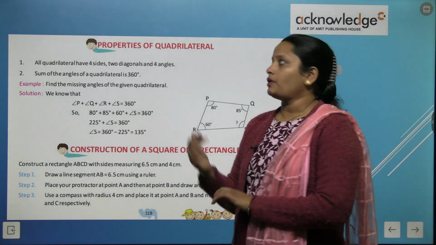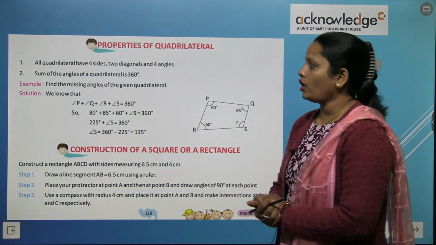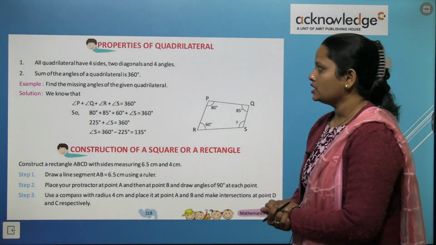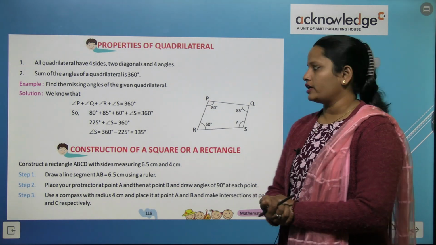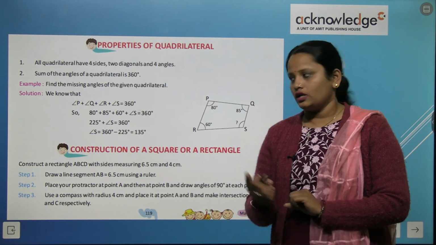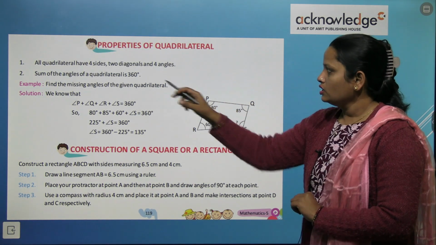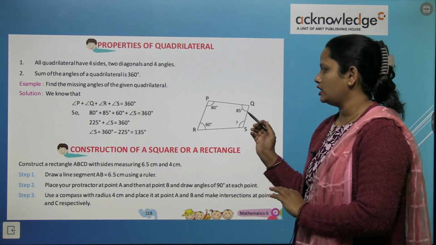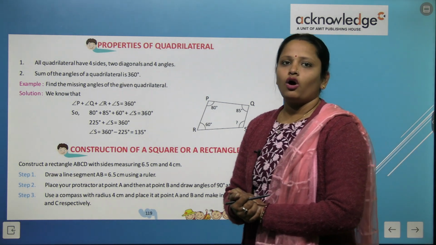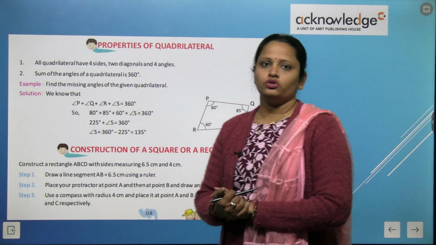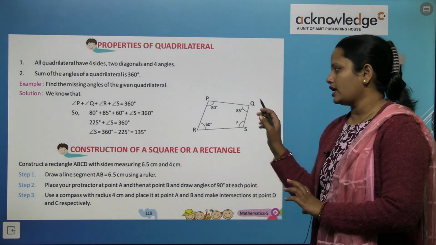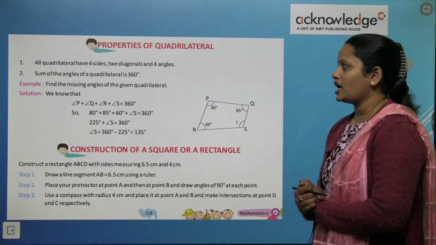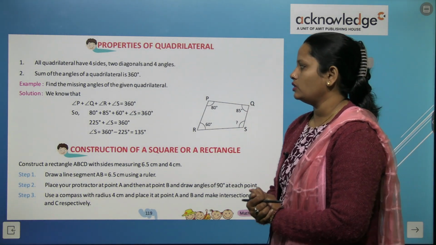Now let's learn the properties of quadrilateral. All quadrilaterals have 4 sides, 2 diagonals and 4 angles. जितने भी quadrilaterals होते हैं उनके 4 sides होते हैं, 2 diagonals होते हैं और 4 angles होते हैं. Here you can see sum of all the angles is equal to 360 degree. अगर हम सारे angles को प्लस करें तो वो हमेशा 360 के equal होंगे.